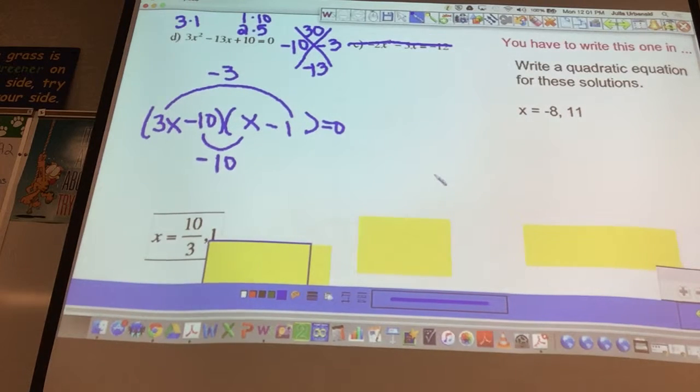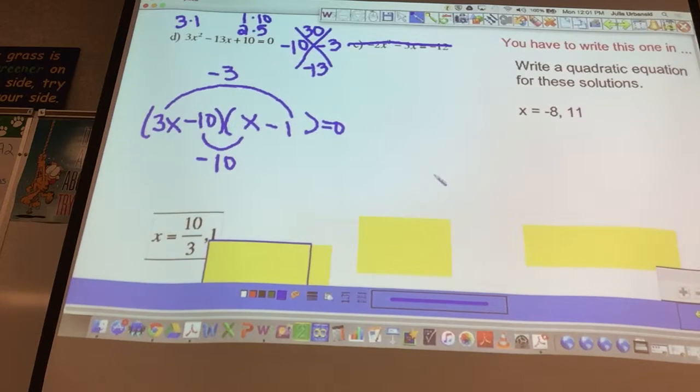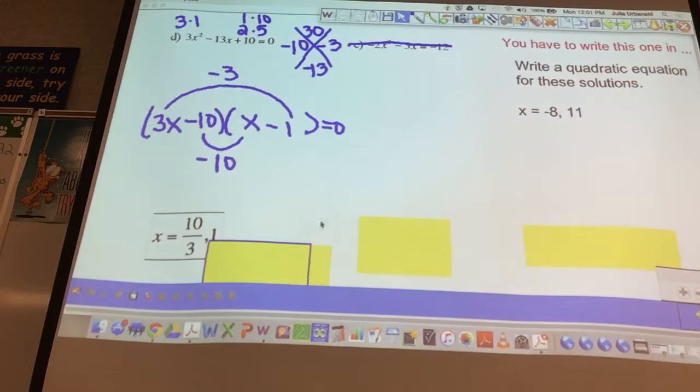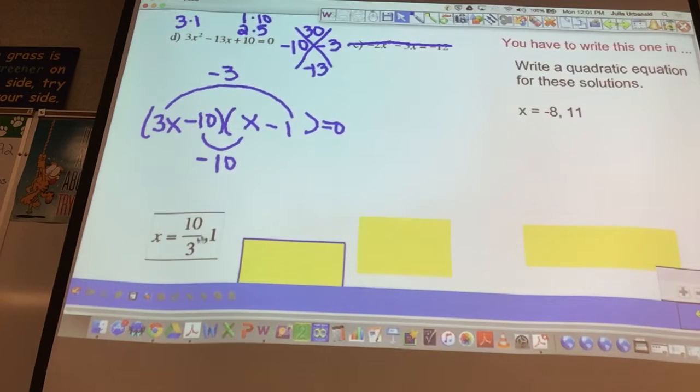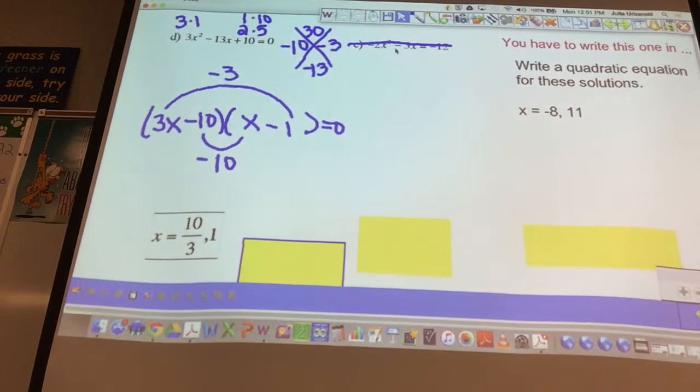And I'm going to ask you to think this through and help me with it. I want you to think about what we've been doing. Like, we figure out what x is here, right? I want you to go backwards and say, what would the quadratic equation be in this case? Anybody have a thought or an idea?